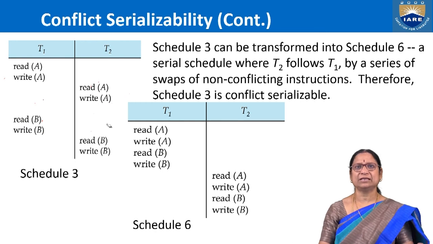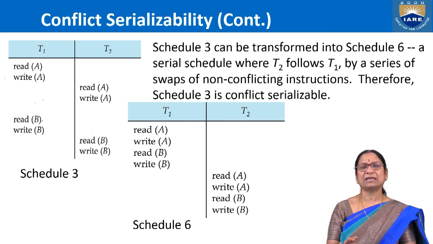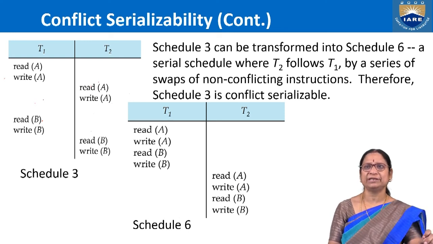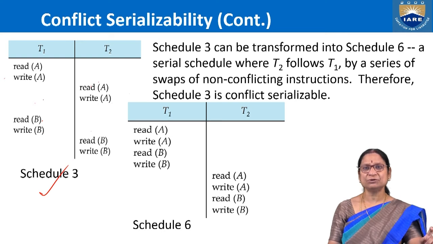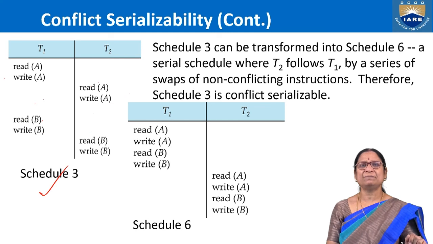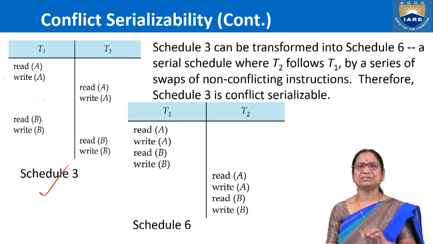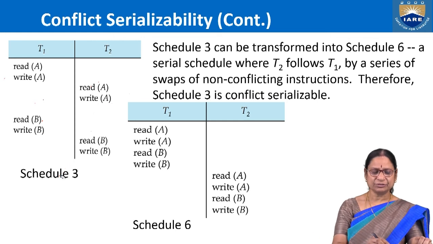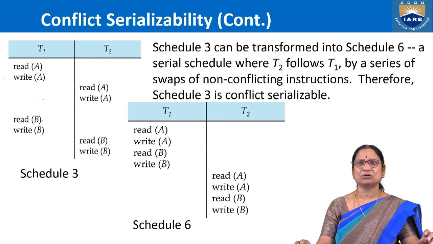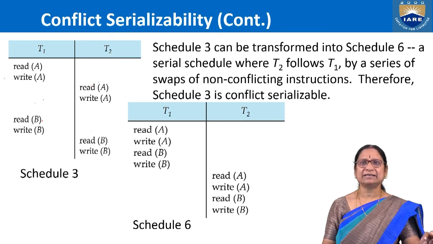Whenever we do this, it is a non-serial schedule, and by applying a series of interchanges or swapping of non-conflict instructions, we are able to get one of the serial schedules, T1 followed by T2. Then schedule 3 is a serializable schedule. So what is a serializable schedule? A serializable schedule leaves our database in a consistent state, because it is equivalent to one of the serial schedules. That's why it leaves the database in a correct state. So schedule 3 is equivalent to schedule 6, that is, schedule 3 is conflict serializable. Therefore, we can say that the schedule provides us a correct database.